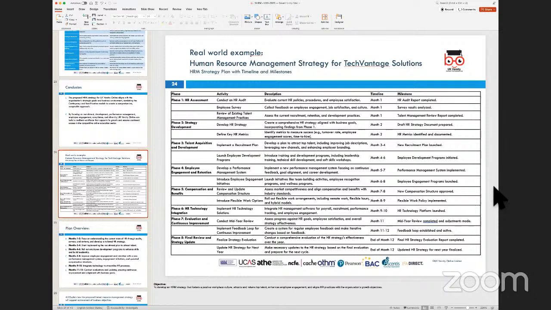So this is again a snapshot of what kind of activities you plan in the HR strategy, what your HR strategy consists of. Then what are the activities that you would do in that strategy plan, and then a bit of description, a timeline to indicate how long that activity will last, and the milestone, which basically indicates what it is that you would achieve at the end of successful completion of that step or that particular activity.